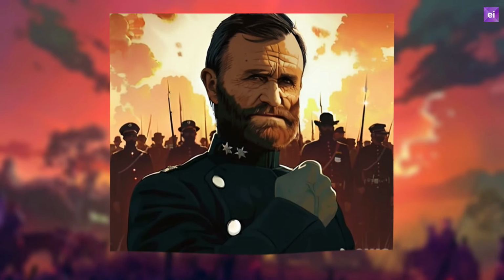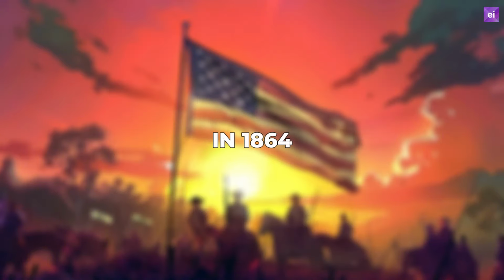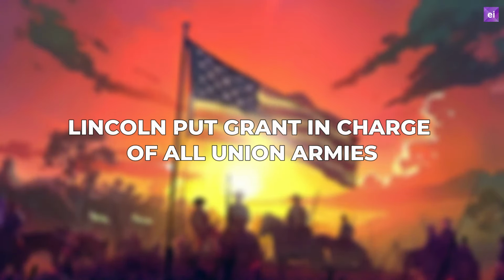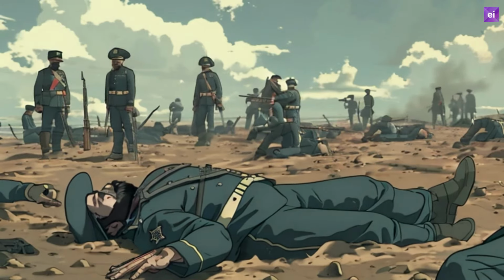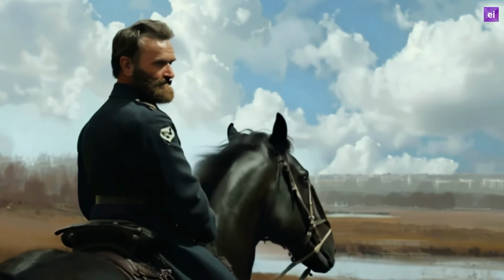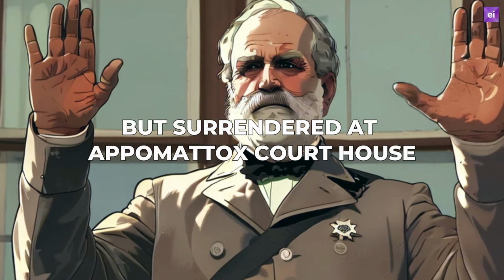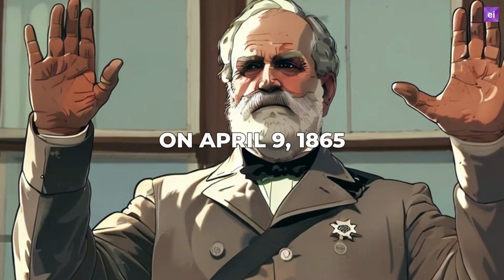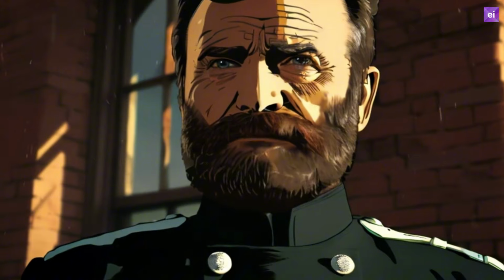In the same year, Union forces under Ulysses S. Grant secured a crucial victory at Vicksburg. In 1864, Lincoln put Grant in charge of all Union armies. Despite heavy losses, Grant relentlessly pursued Lee in Virginia. Lee attempted to resist, but surrendered at Appomattox Courthouse on April 9, 1865, after Grant's forces chased him.